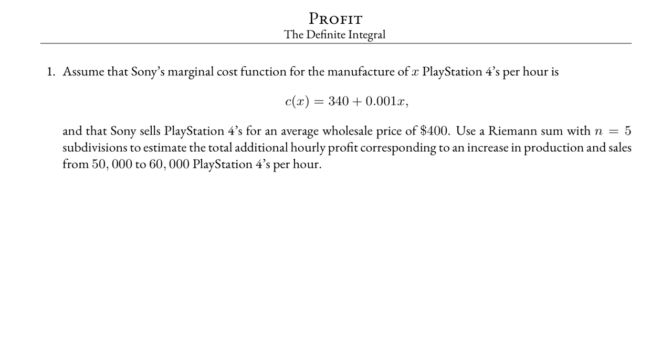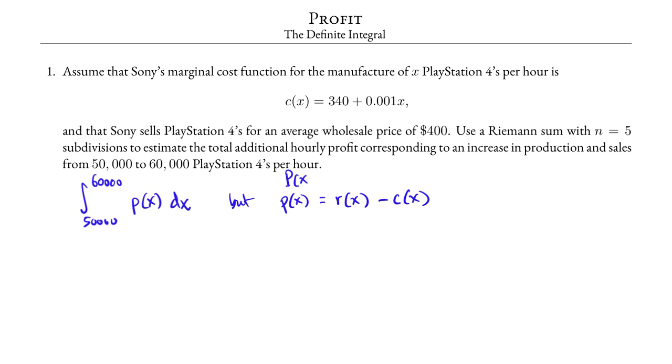If we let P be the profits, then the total profit from selling 50,000 to 60,000 will be the integral from 50,000 to 60,000 of the marginal profits, which we will use the lowercase p, dx. The marginal profits will be the marginal revenue minus the marginal cost, because capital P of x, the profits, equals capital R of x, revenue, minus capital C of x, the cost.